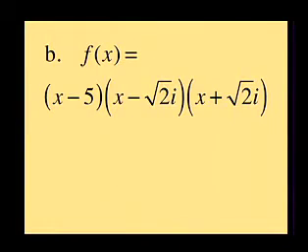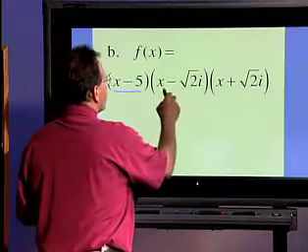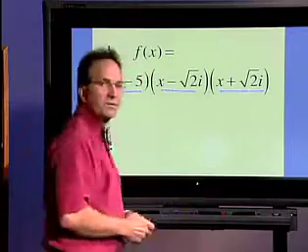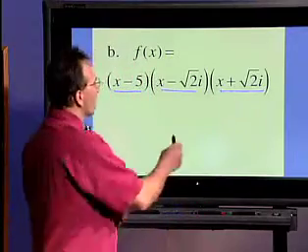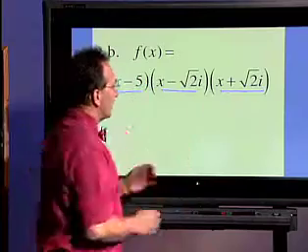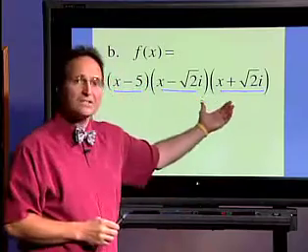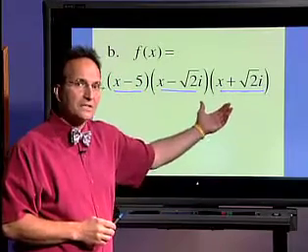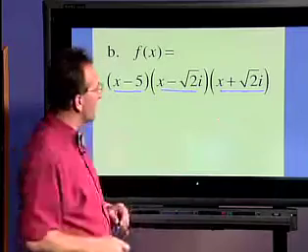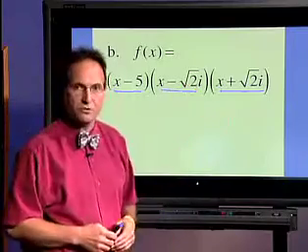Part B, f of x is equal to the quantity x minus 5 times the quantity x minus the square root of 2i times the quantity x plus the square root of 2i. We need to multiply all of these together in order to put this into standard form. So let's take a look at the last two, though, because those actually multiply together nicely in the sense that things cancel out, right? Because it's really the difference of two squares.